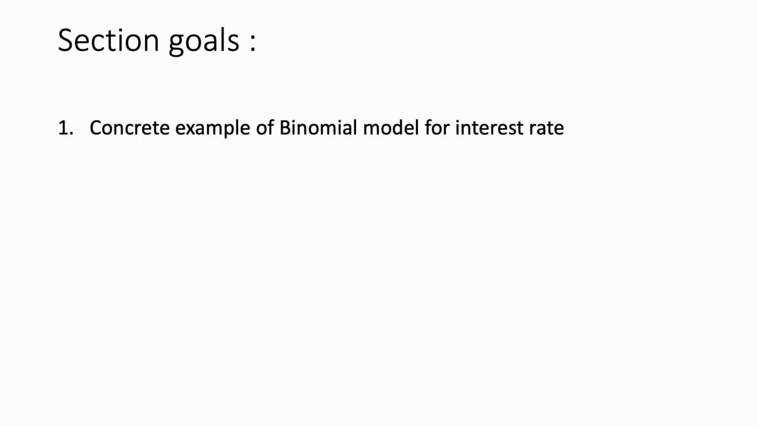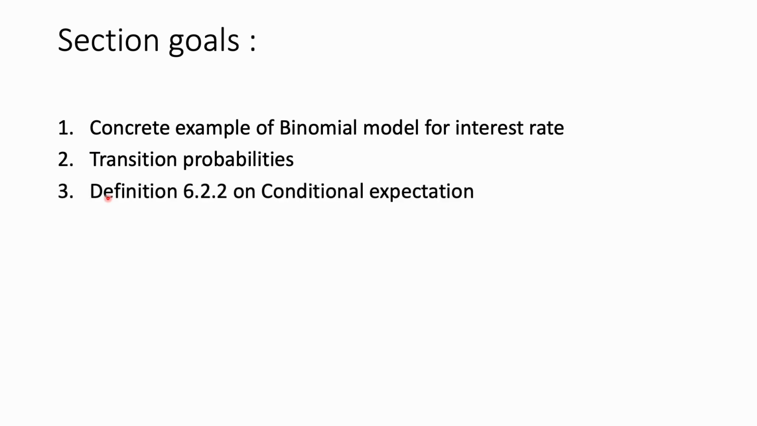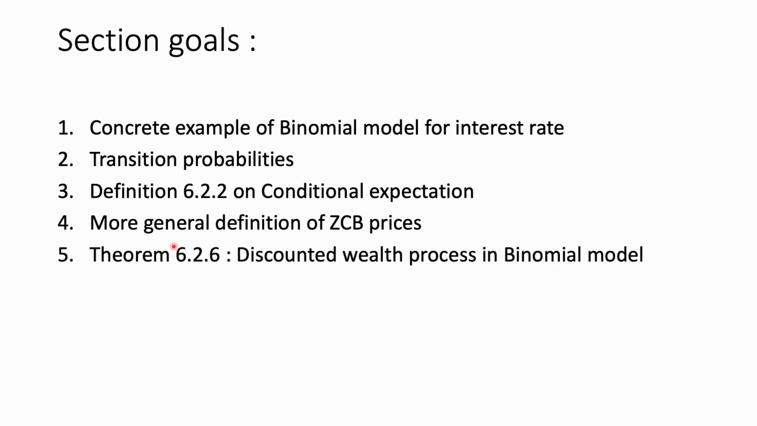So let's talk about our goals for this session. First, we will give a concrete example of the binomial model of interest rates. This is going to look like a tree, and we'll introduce that. Then on this tree, we'll show what are called transition probabilities. Then we'll go through definition 6.2.2, which is about conditional expectations computation on a tree, for example. And then we'll use this to talk about a more general definition of zero coupon bonds.